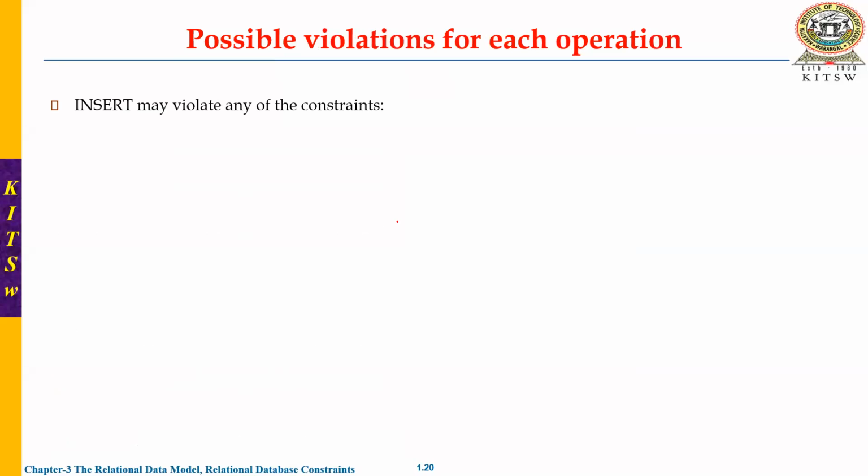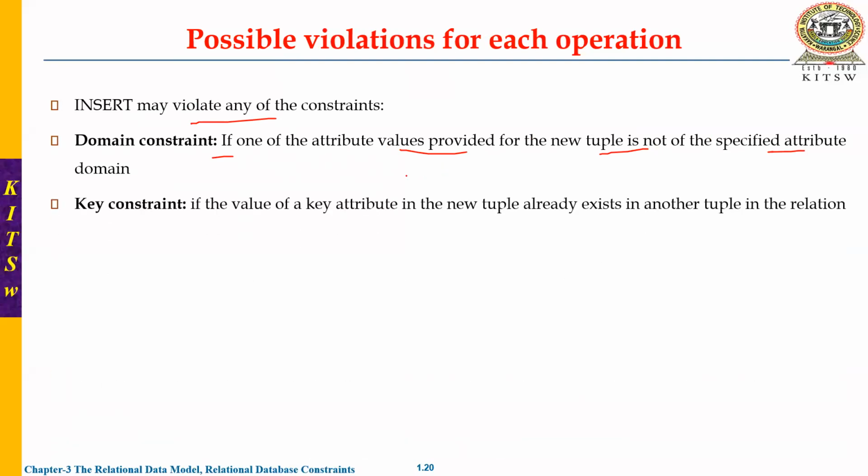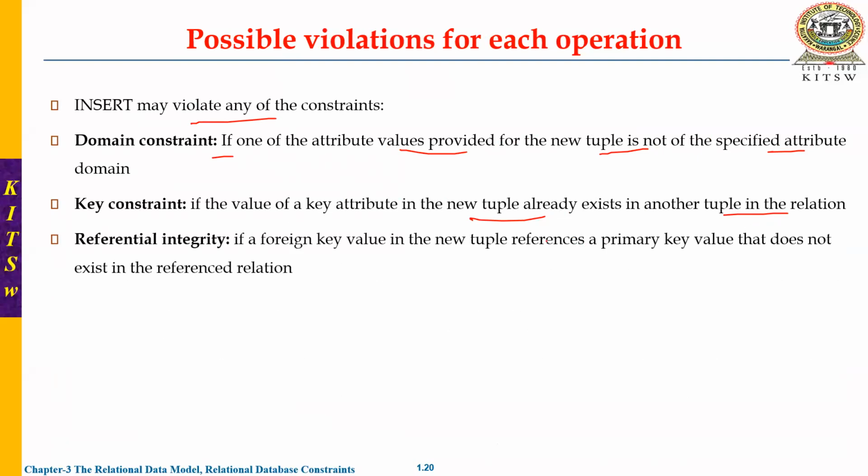So there are some possible violations in each operation. When you are inserting, you may violate a constraint. For example, domain constraints: if one of the attribute values provided for the new tuple is not of the specified attribute domain. Key constraints: if the value of a key attribute in the new tuple already exists in another tuple in the relation. Referential integrity.